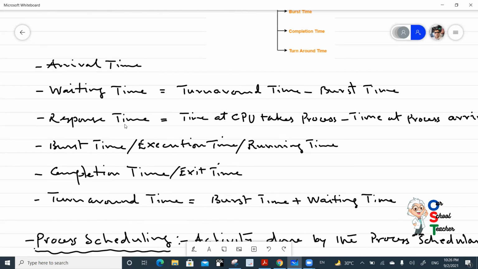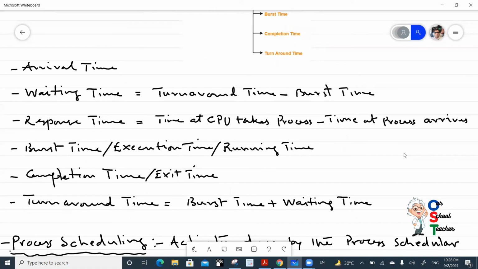So what is response time? Response time is the time at which the CPU takes the process minus the time at which the process arrives. Then burst time, I have already told you, is the execution time or running time, the total time slices taken by the process on the CPU. Then completion time is also called exit time, the time at which the process has been terminated.